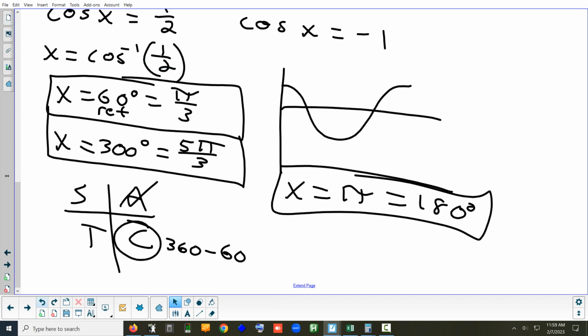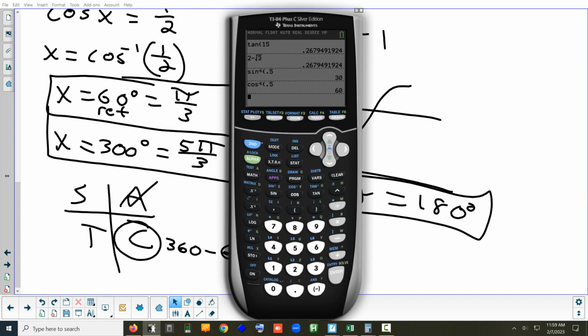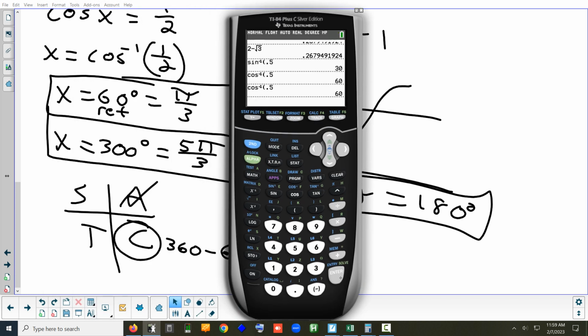Wait, sorry, why didn't we do cosine x equals -1? Or did we? Oh, we did, okay. So we did take the inverse cosine to get one of the answers, but the calculator is not going to give me the other one. And you can check it. Type in the cosine of 300. You get 0.5. Type in the cosine of 60. 0.5. There's the two answers that will come out to 0.5.